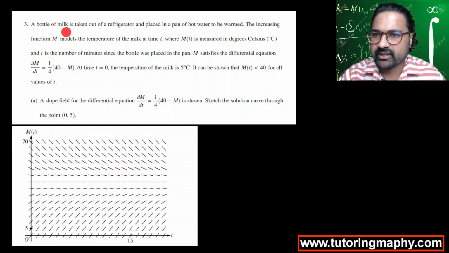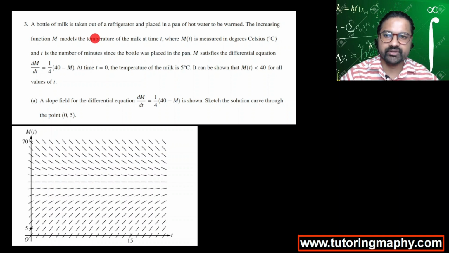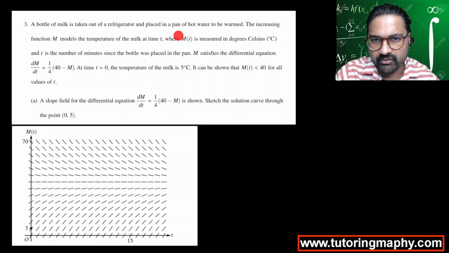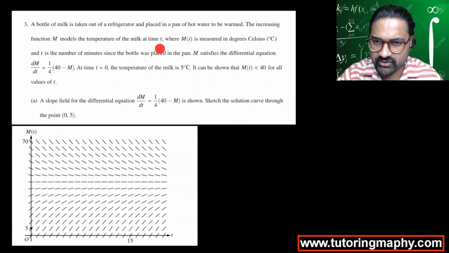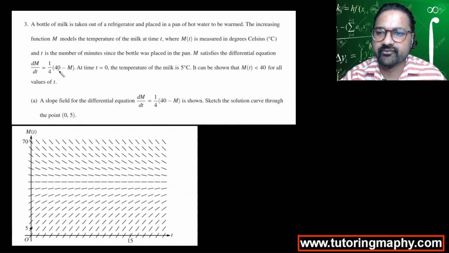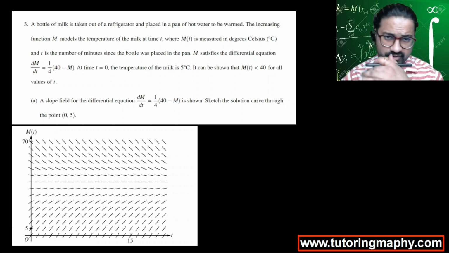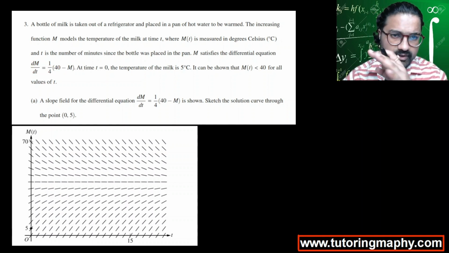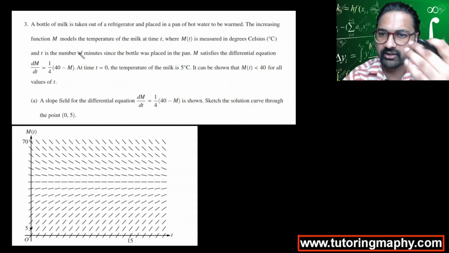Okay, it says that a bottle of milk is taken out of a refrigerator and placed in a pan of hot water to be warmed. The increasing function m models the temperature of the milk at time t, where m of t is measured in degrees Celsius and t is the number of minutes since the bottle was placed in the pan. All right, makes sense. m satisfies the differential equation. So this is the differential equation, not the m. This is the rate at which the temperature of the milk is changing with respect to time.